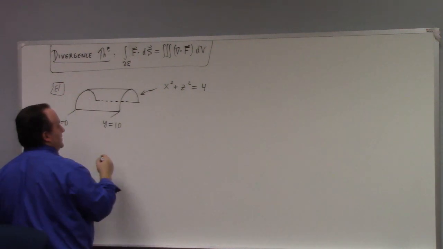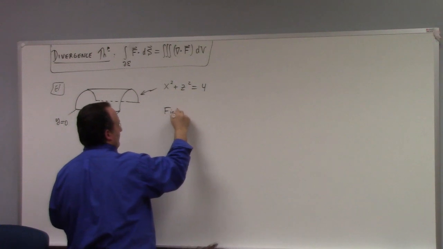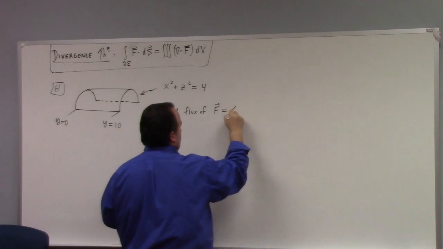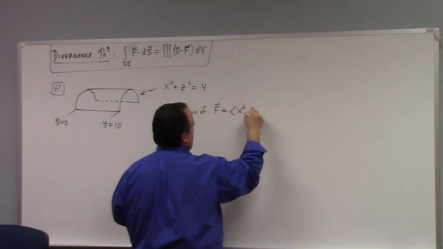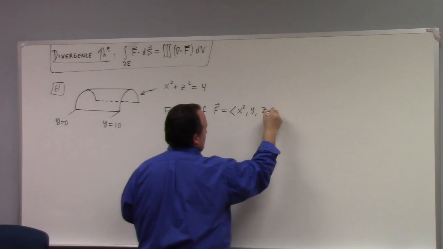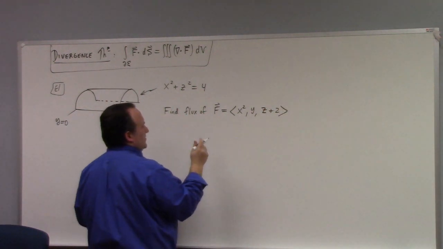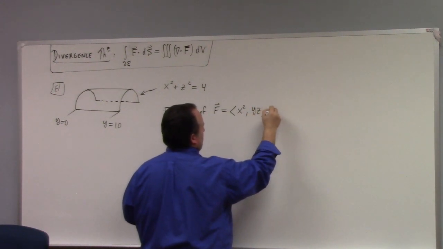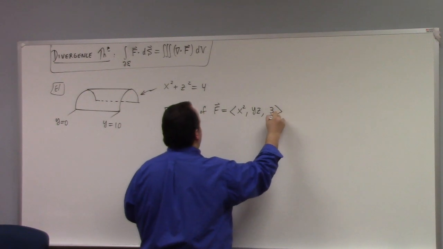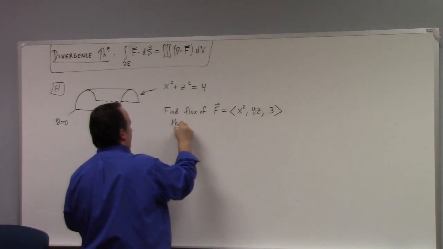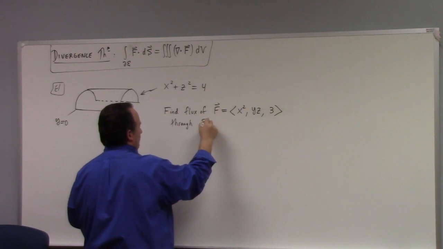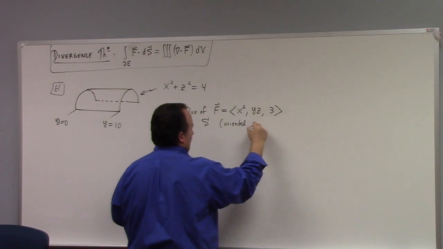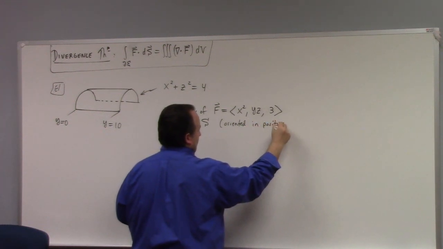I'm going to find the flux of F equal to x squared, y, z, 3, through S, oriented in the positive z direction.